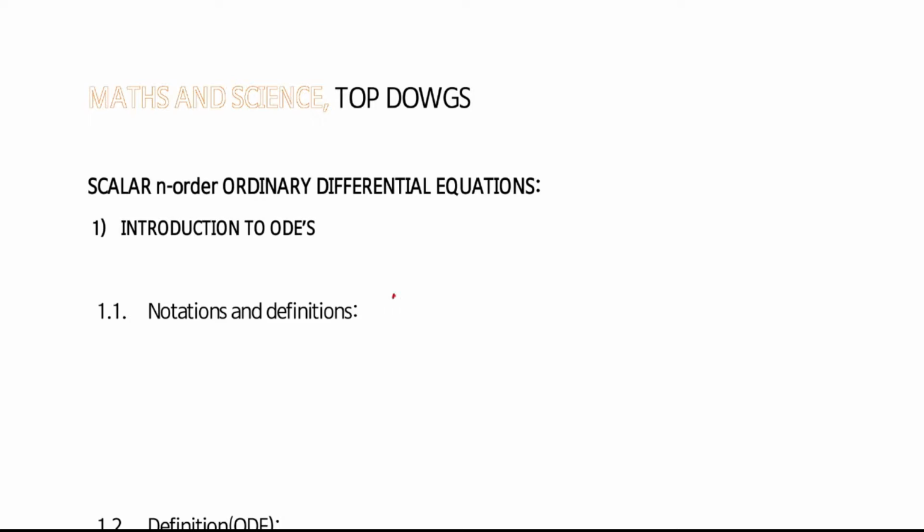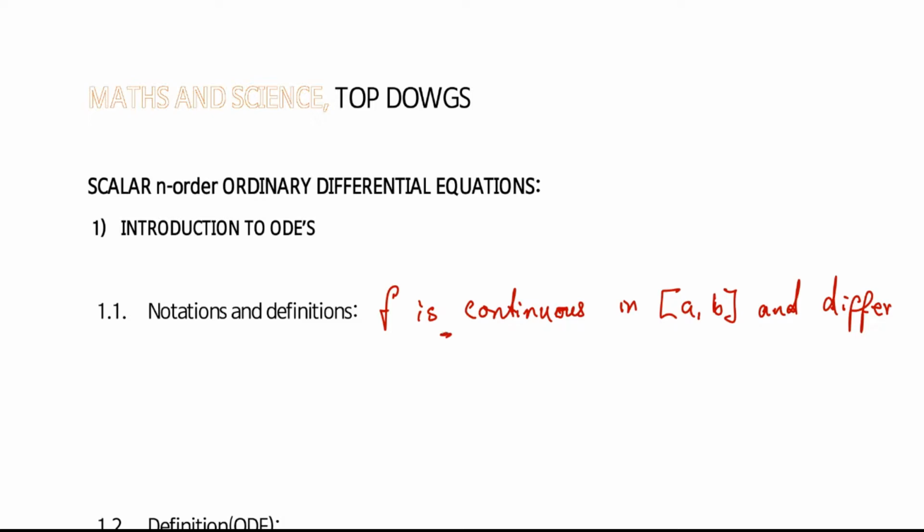Our definition: let's start with the function f. Assume that the function f is continuous in the closed interval [a, b], and differentiable in the open interval (a, b). So we are going to assume that we have a function f which is differentiable and continuous in the interval (a, b). Okay, so what's the derivative of that function?